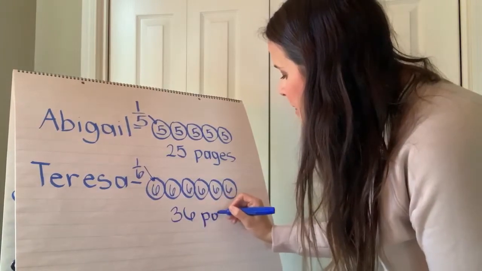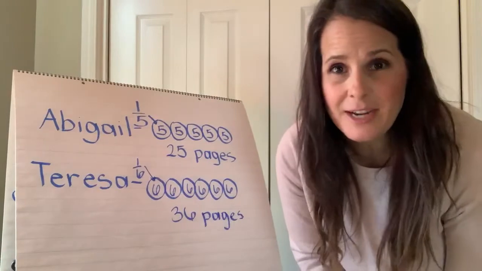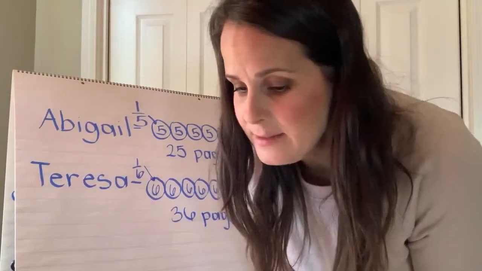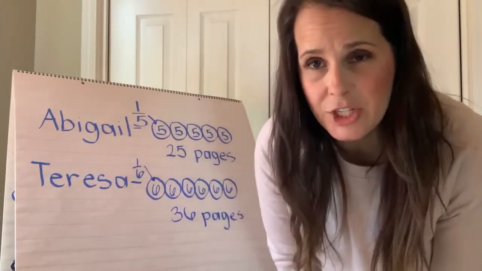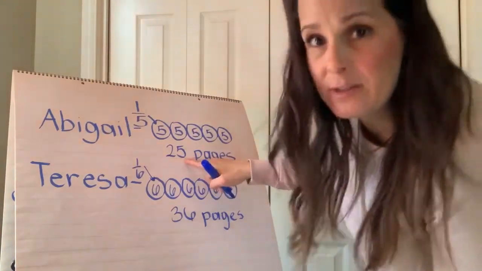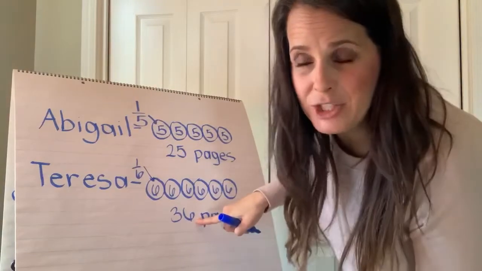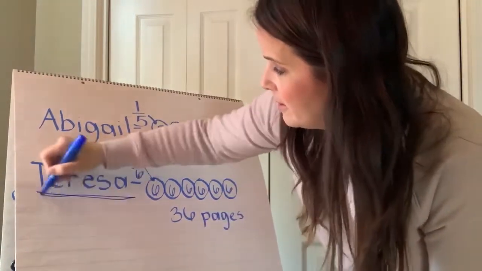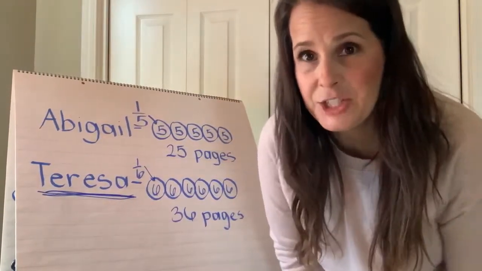But wait, there's more. Because that wasn't even the question, right? The question wasn't to figure out how many pages each of their books has. The question is, two questions actually, whose book had more pages? If we're comparing these two numbers, Abigail's book had 25 pages. Teresa's book had 36 pages. 36 is greater than 25. So Teresa's the winner there. Teresa's book had more pages.